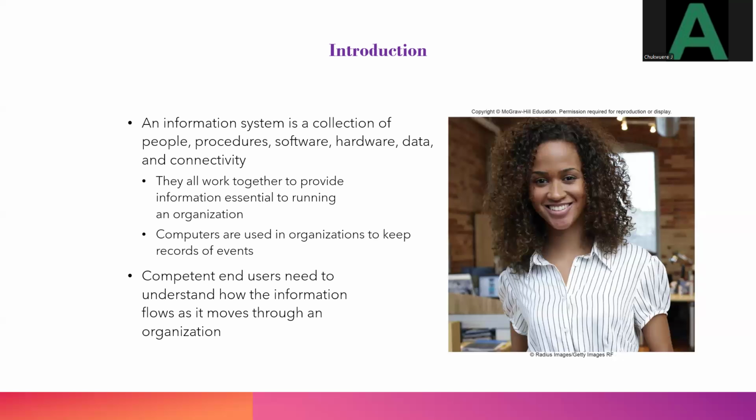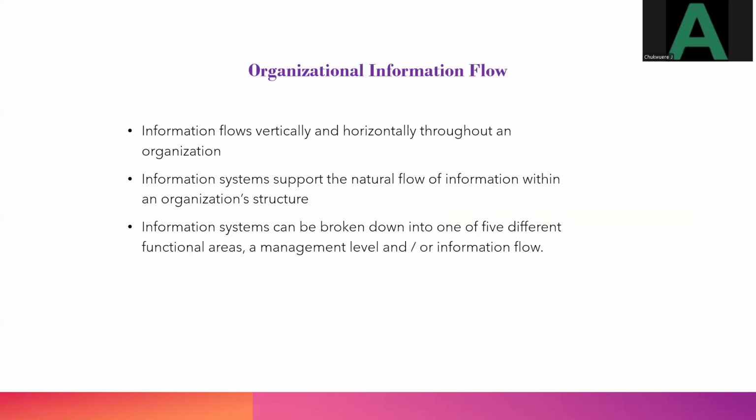We are going to see how information flows from one unit to another, at what level, and what kind of information or data is needed for decisions to be made. So let's look at the organizational information flow. Information flows vertically and horizontally throughout an organization, whether top down, bottom up, left to right, or right to left. Information systems support the normal flow of this information.